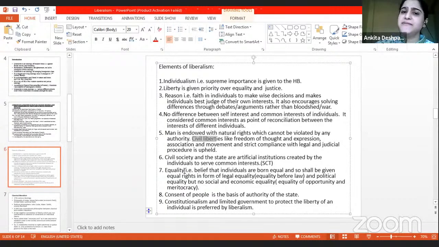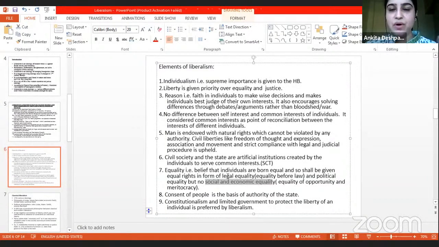Okay, it believes in equality. Liberalism believes in equality, but only political and legal equality, no social and economic equality. Liberalism does not believe in social and economic equality. They believe the avenue of life is created for you. You use your capability, your capacity, your talents, and make a good life for yourself. So liberalism only stands for legal equality.